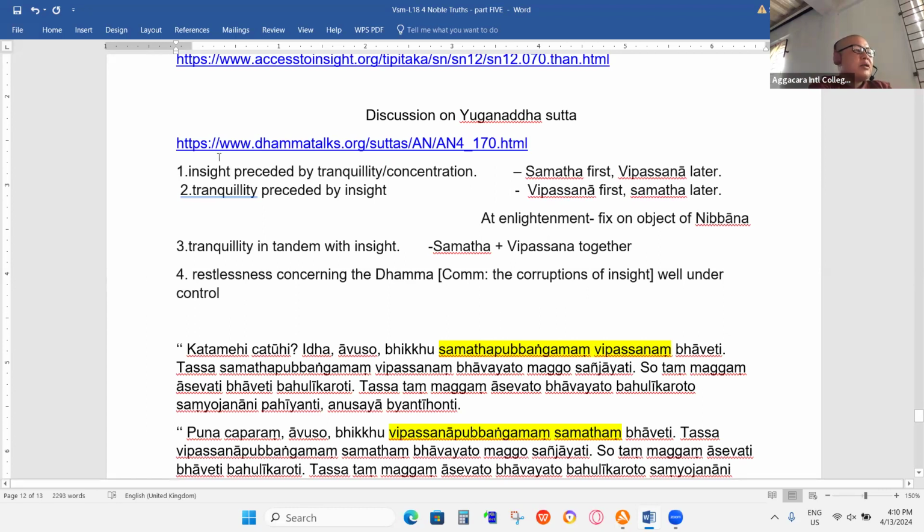So samatha first, vipassana later, or the second one, vipassana first, samatha later. That's why this sutta is very famous. And this sutta also answers the question, should you practice Pa'au first or should you practice Mahasi first? All are correct if you practice correctly. Okay. Next question.